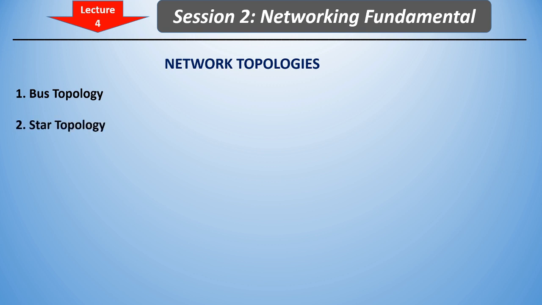Next topology is star topology. In this type of network, each device is connected to a central computer called the server using a point-to-point connection. The central server acts as a hub. Every computer can communicate across the network through the central computer.